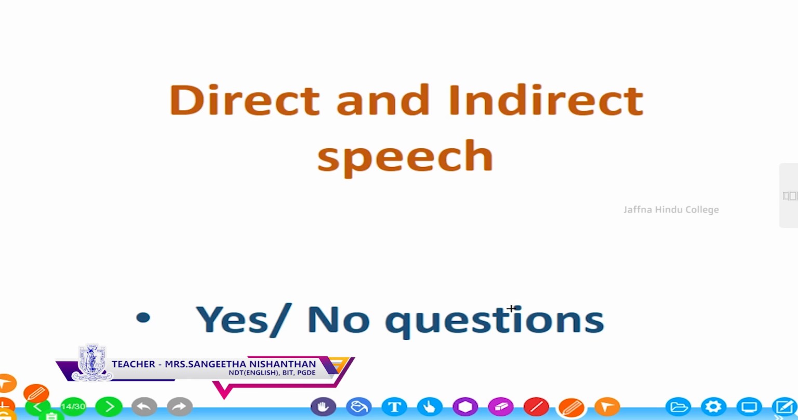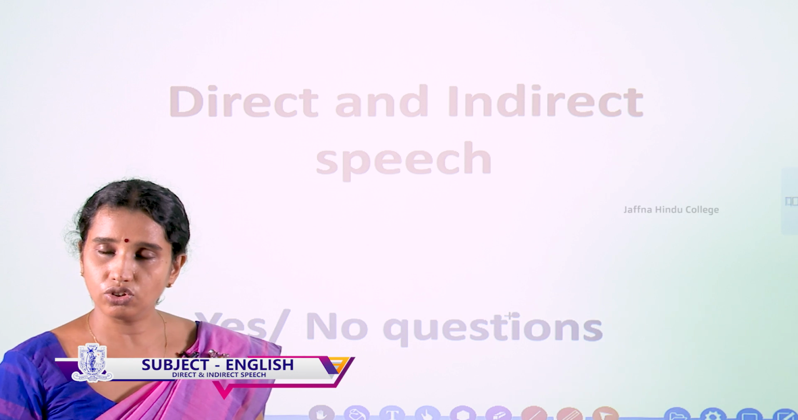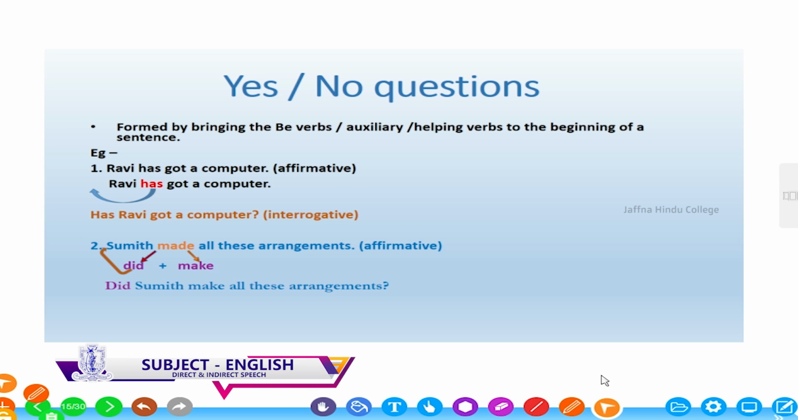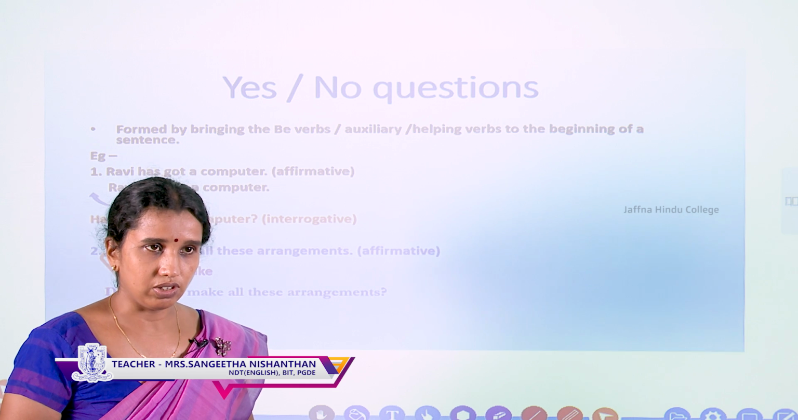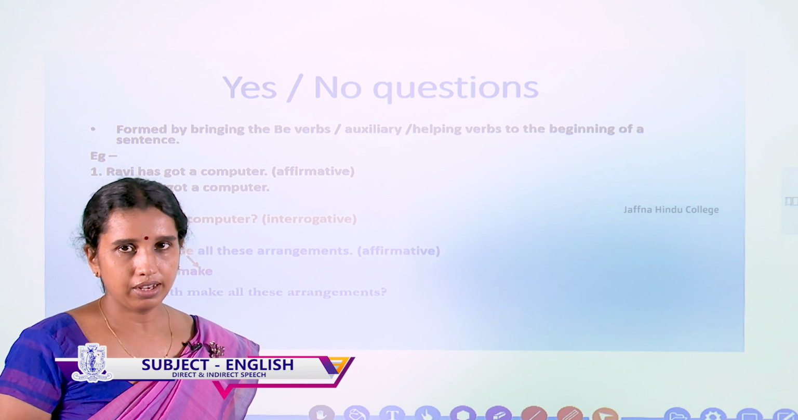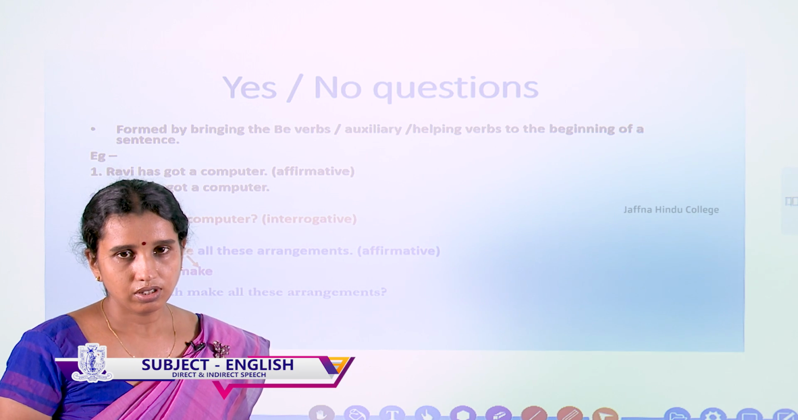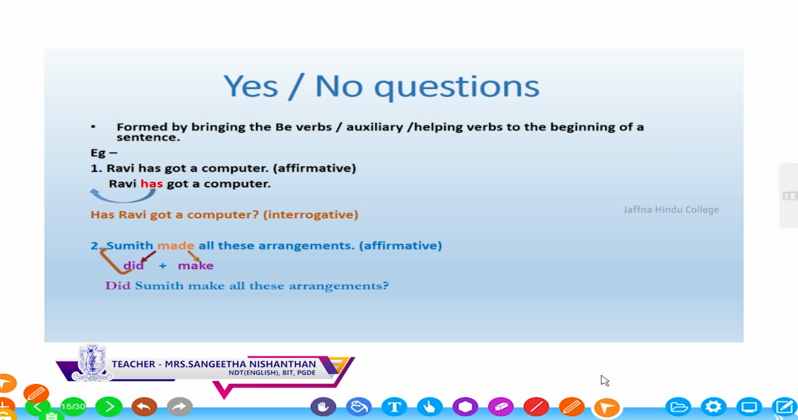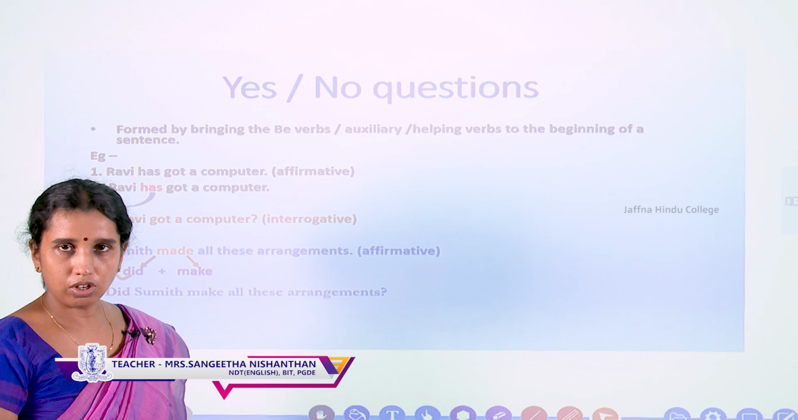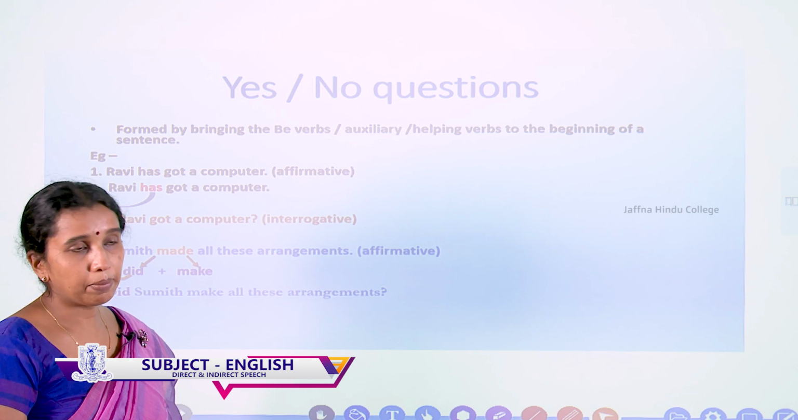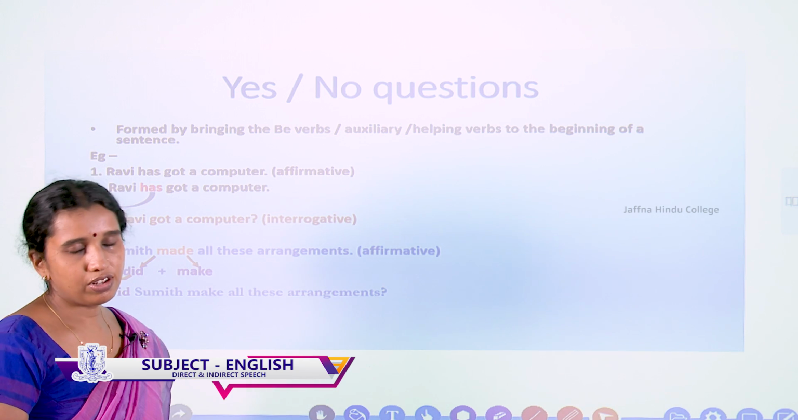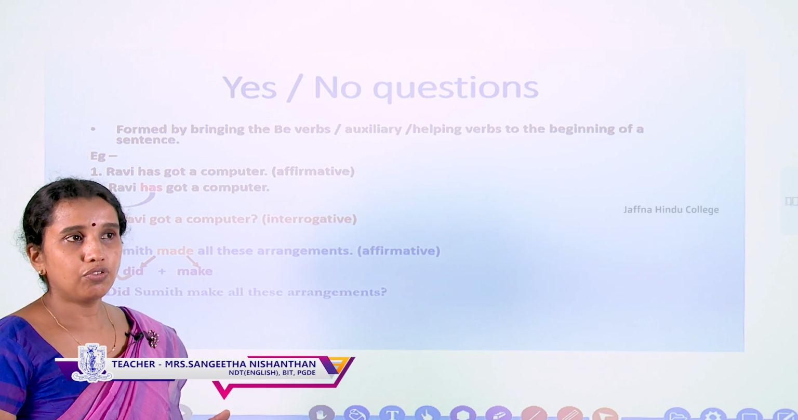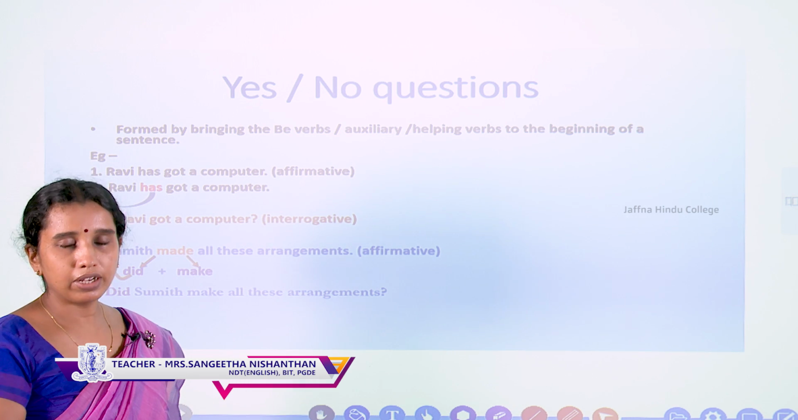First, we look at how we are going to change yes or no questions into indirect speech. First, we should know how we form yes or no questions. They are formed simply. I think from grade 6, you learned how to form yes or no questions. We should bring the be verb or the auxiliary verb or the helping verb to the beginning of the sentence. That's all. If there is a be verb, bring it to the beginning of the sentence.